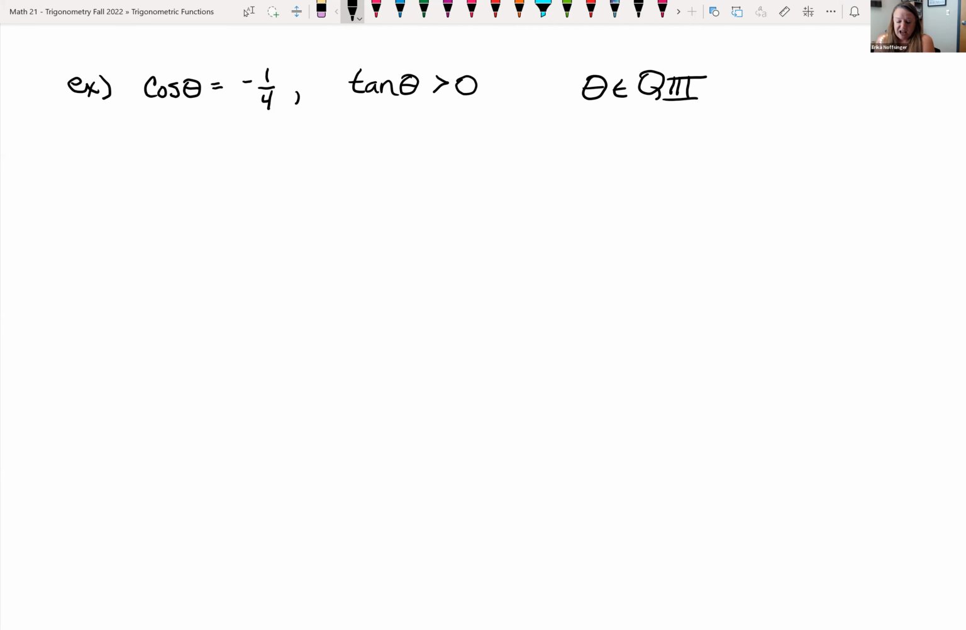Again, I would ignore my signs and I would create a triangle using the information that cosine is adjacent over hypotenuse. So the adjacent side is 1, hypotenuse is 4. We can figure out the opposite side, let's call it b, by using the Pythagorean theorem. 4 squared is equal to 1 squared plus b squared. So 16 equals 1 plus b squared. Subtracting 1, we get b squared is equal to 15, or b is equal to root 15.